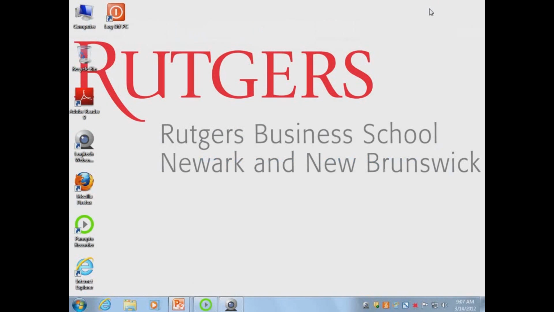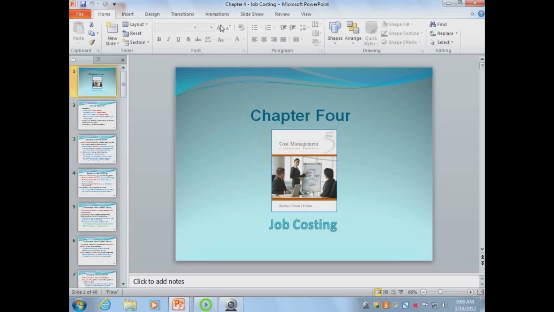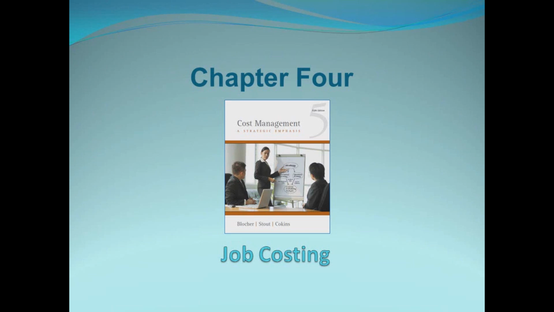We've really just started the process of defining costing. Now we get to dive into it. And we'll start off by talking about job costing. But before we talk about job costing, we'll do a little more definition of costing systems and what they are.